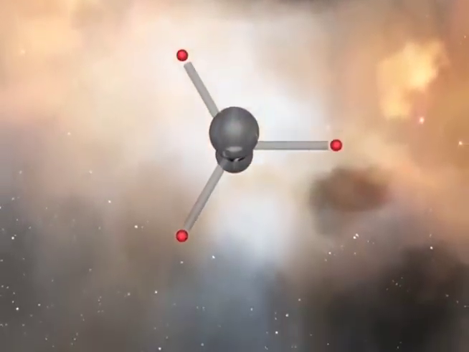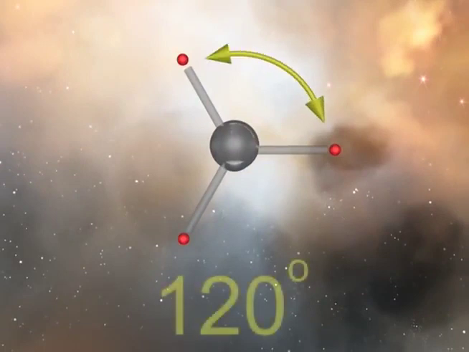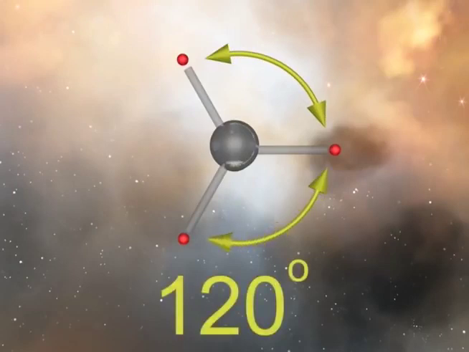The 3 new hybrid orbitals attempt to get as far apart from each other as possible. Again, think of this as the hybrid orbitals attempting to minimize electron repulsion. Thus, they are oriented 120 degrees apart.